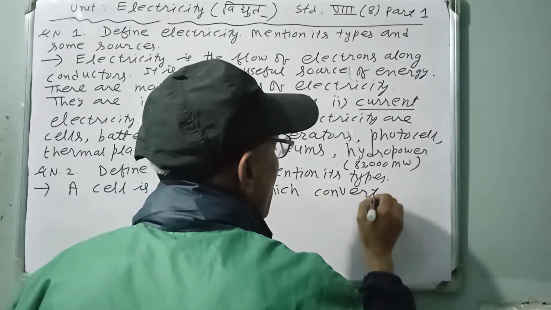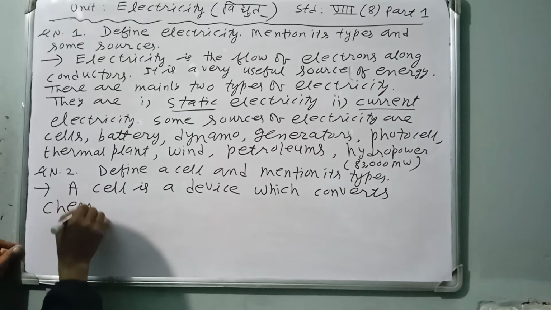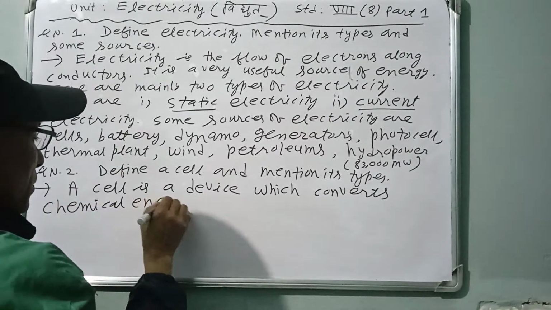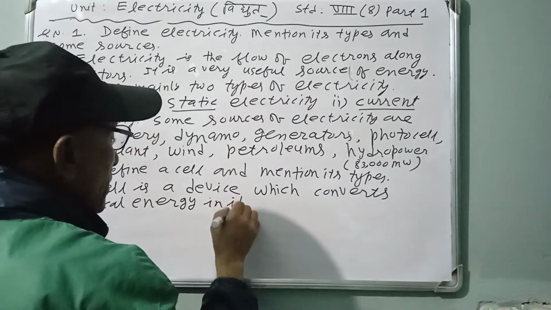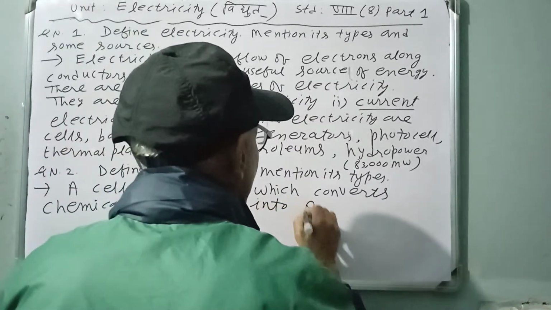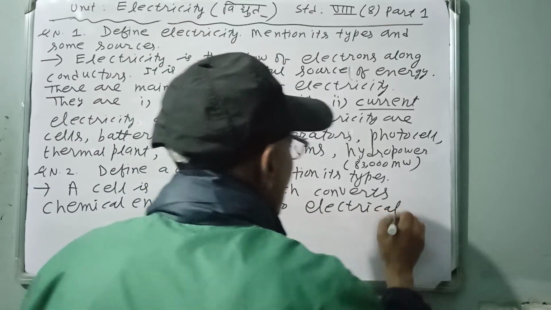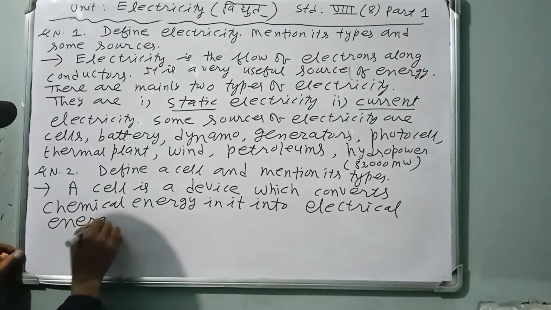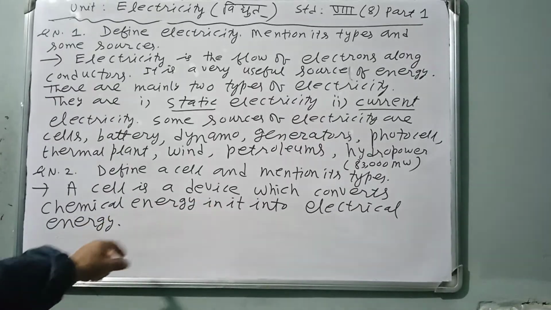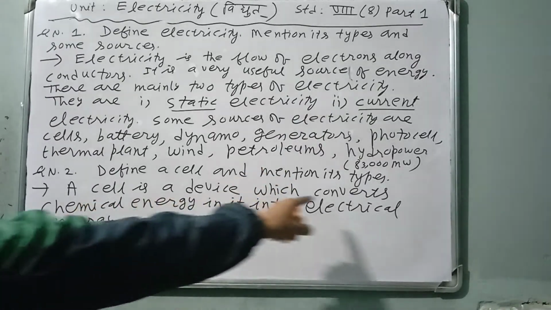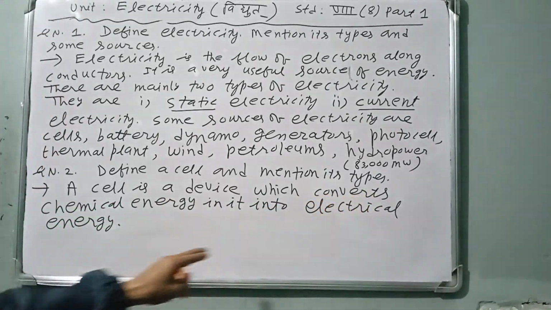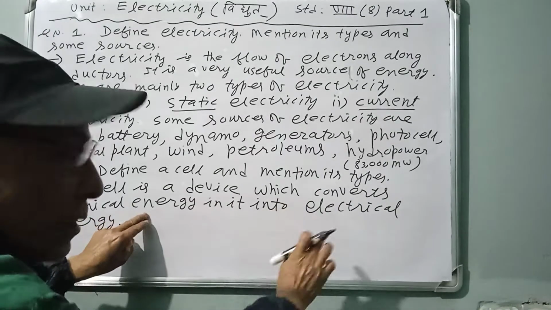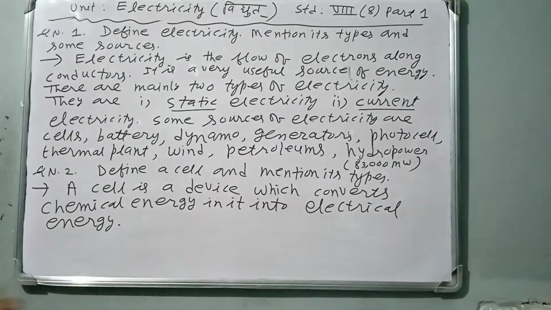converts chemical energy in it into electrical energy. See, a cell, not a structural and functional unit of life. It is a device, instrument which changes or converts chemical energy in it into electrical energy. That means we get electricity from a cell. There are mainly two types of cell.